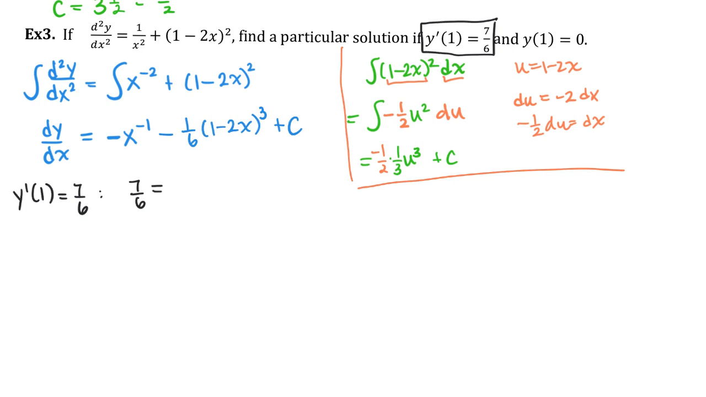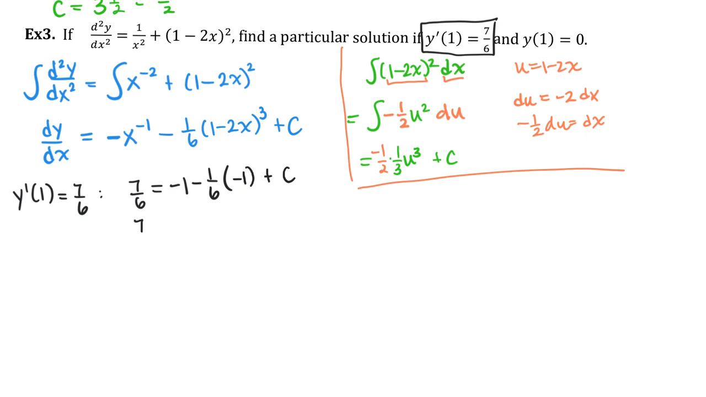Okay, let me plug in 1. 1 to the negative 1 is 1 over 1, which is just 1. So this is negative 1 minus 1/6 times 1 minus 2 times 1. 1 minus 2 is negative 1. Negative 1 cubed is negative 1, plus c.